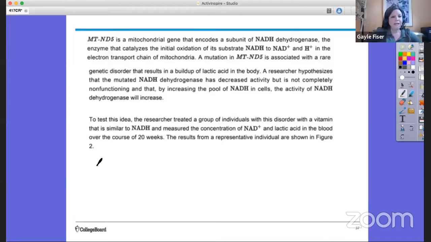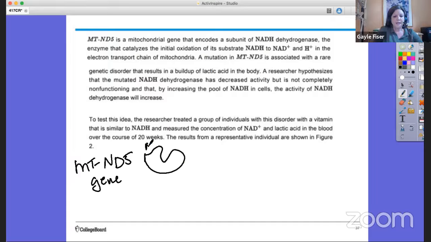Mitochondrial ND5 is a mitochondrial gene that encodes a subunit of NADH dehydrogenase, the enzyme that catalyzes the initial oxidation of its substrate NADH to NAD plus and H in the electron transport chain of mitochondria. Let's stop right there so I can write myself a note. There's this gene, and it makes what? An enzyme that's going to take NADH to NAD plus and H. I have to remember that, and I don't want to go back and read it.